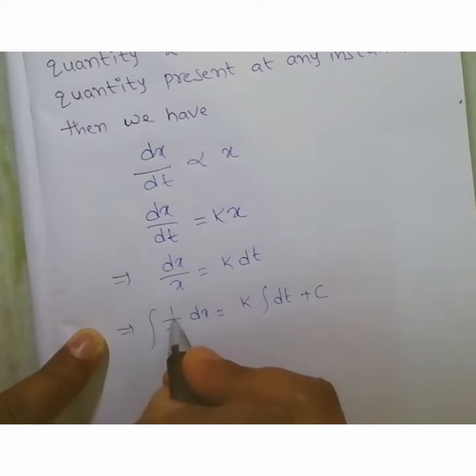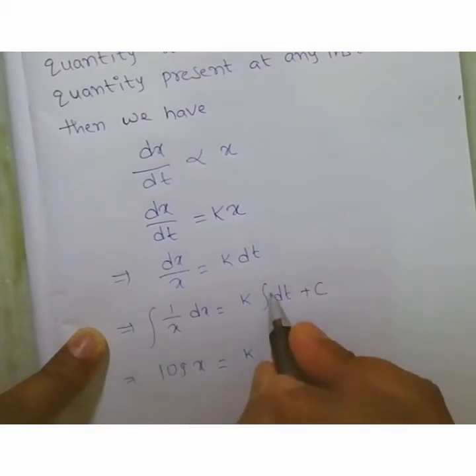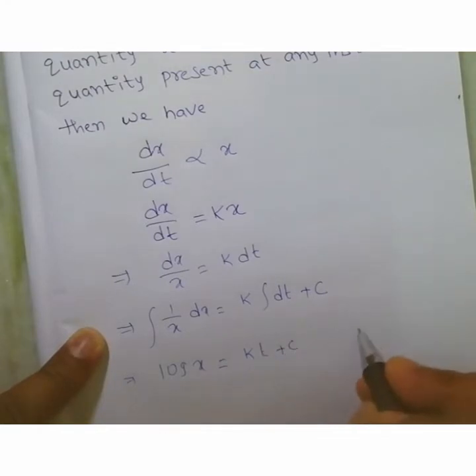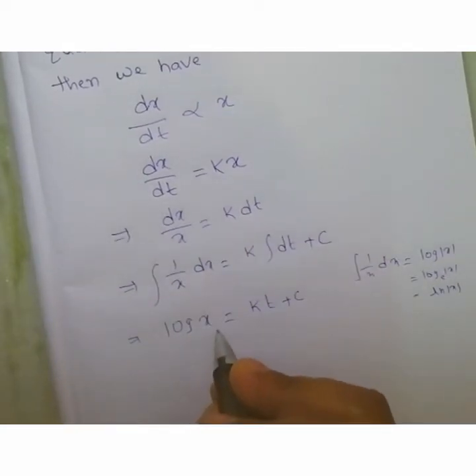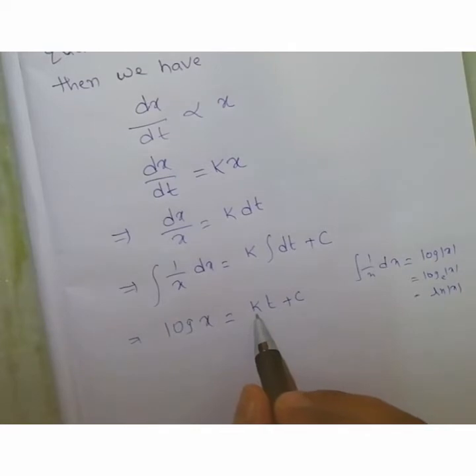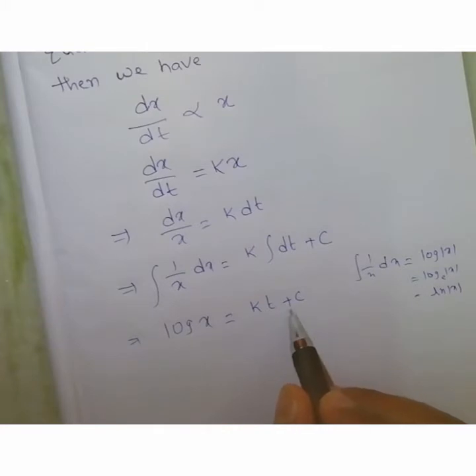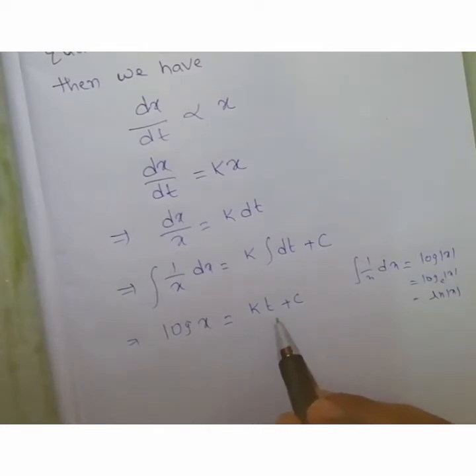So the integral of 1 by x is log x. So that is log x is equal to k into the integration of 1 into dt, which means t, plus c. So here the integral of 1 by x into dx is equal to log mod x, otherwise you write it as log base e mod x or ln of mod x. So this is the natural logarithm. So here we have two constants, k as well as c. Now by using the two conditions, I am able to solve for these two, k as well as c.